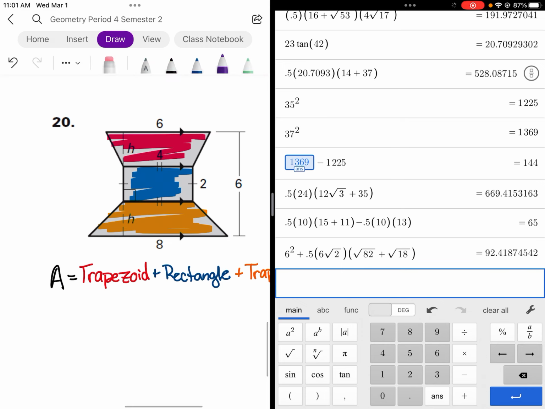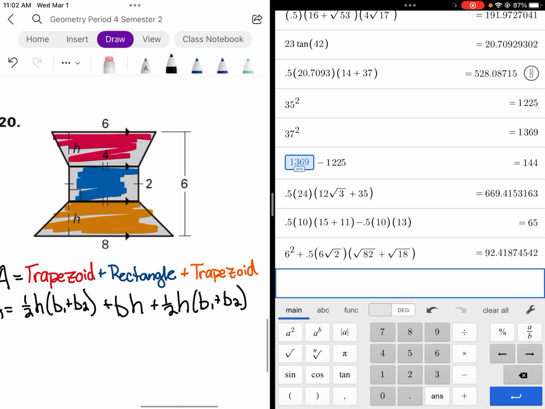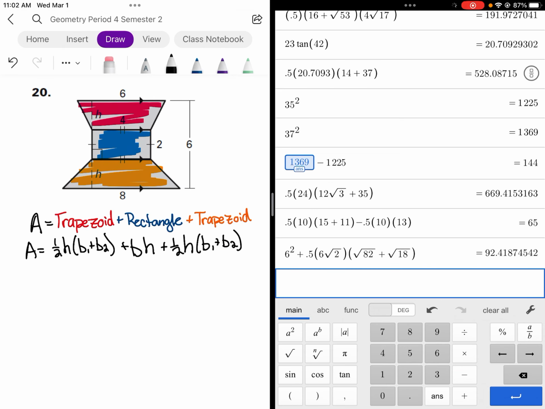Alright, so when we are finding area of a trapezoid, that is going to be 1/2 times the height times the 2 bases added together. Area of the rectangle is the base times height. And the area of the second trapezoid, we're going to use the same formula. It's just a little bit different because we will be using different numbers.